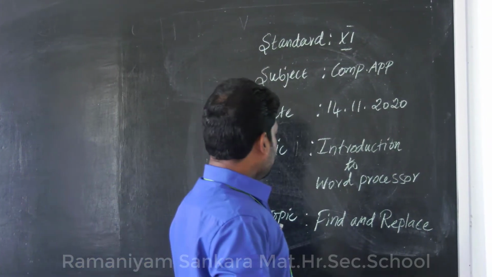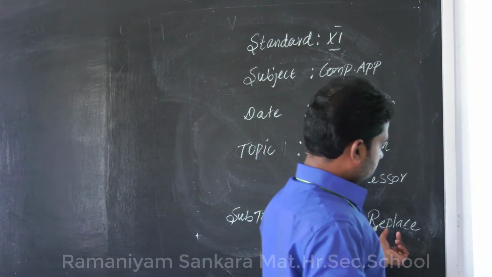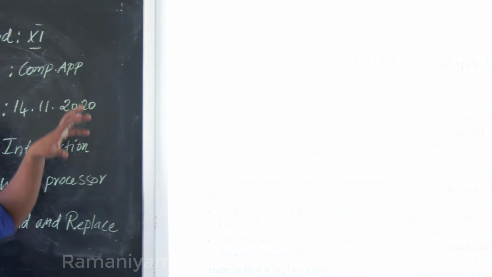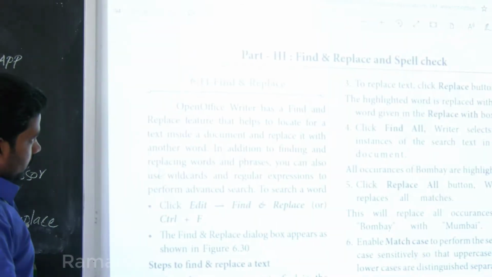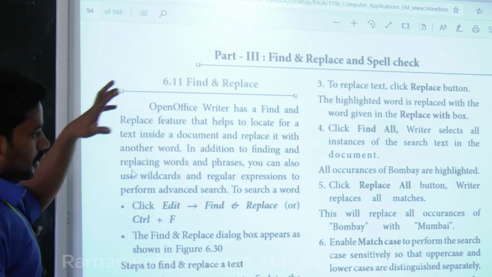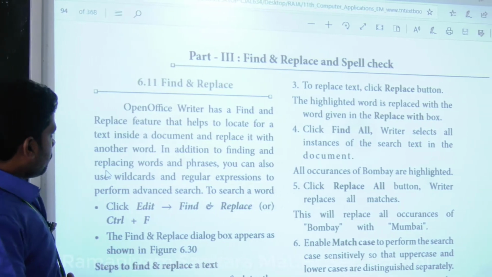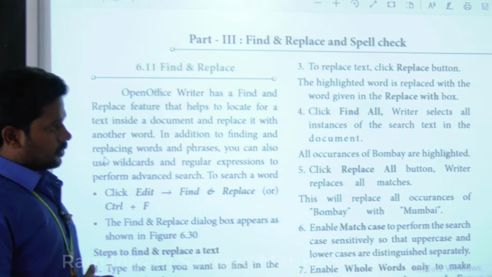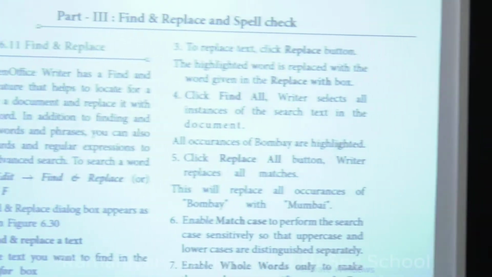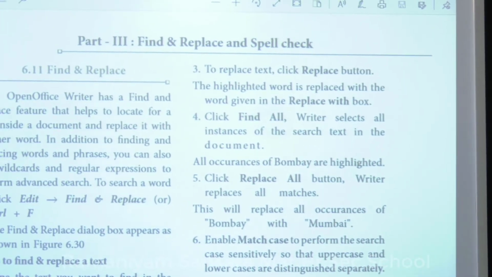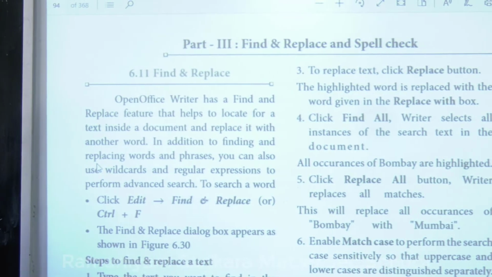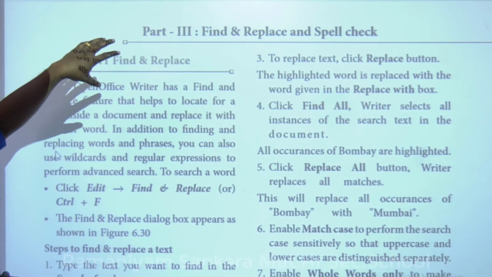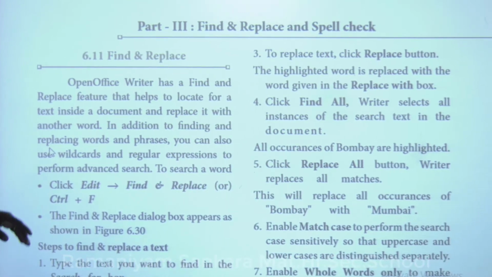In today's class, let me explain to you find and replace, which is in chapter 6, part 3 concept: find and replace and spell check feature in StarOffice Writer, or we can call it OpenOffice Writer. The subtopic 6.11, find and replace. How to find a word or text and how to replace a word in OpenOffice Writer. That is the exact meaning of this particular subtopic, find and replace.